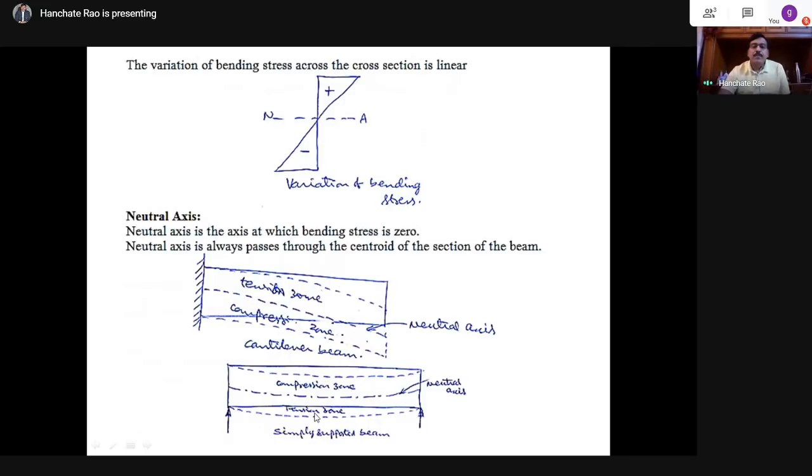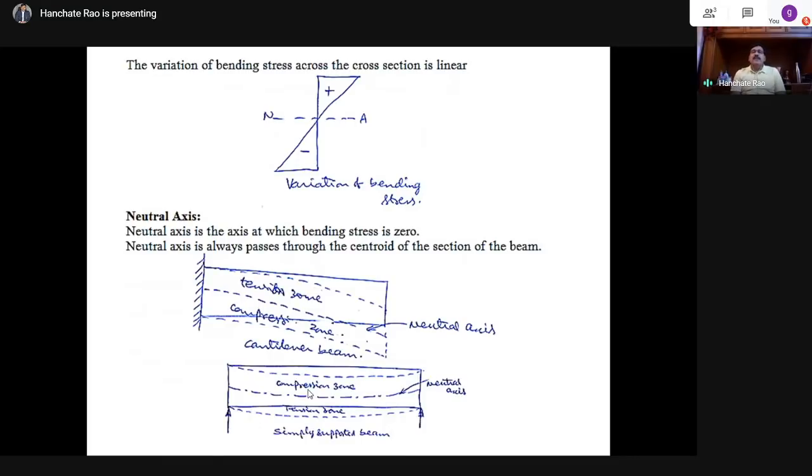So when you go from bottom to top, naturally we reach a point where there is neither compression nor elongation. There is neither reduction in length nor elongation. So such a point or such an axis where there is neither compression nor tension is called the neutral axis. The neutral axis always passes through the centroid of the cross section.